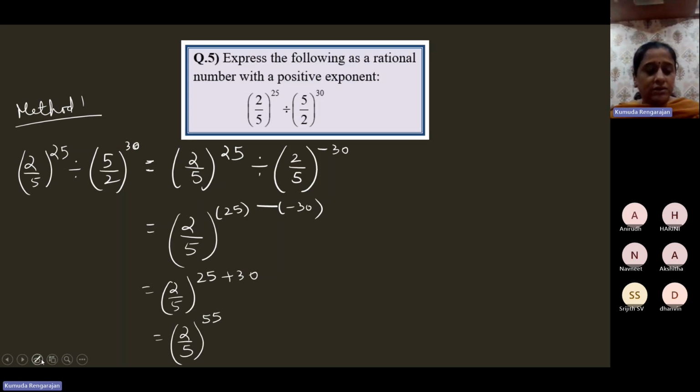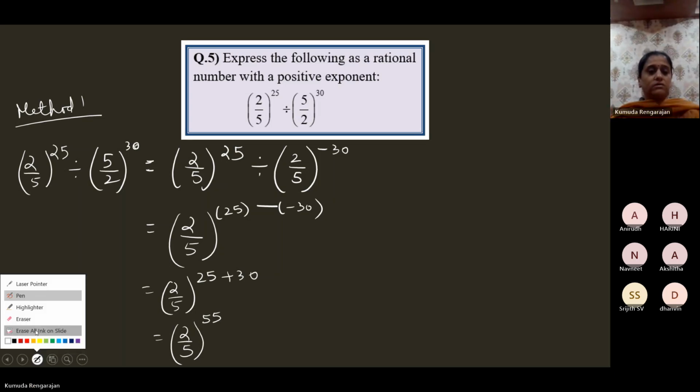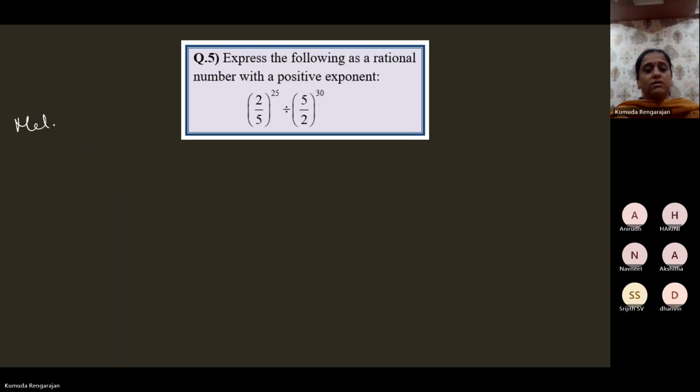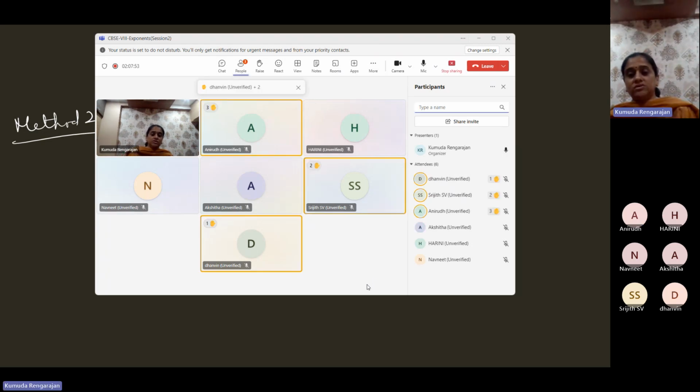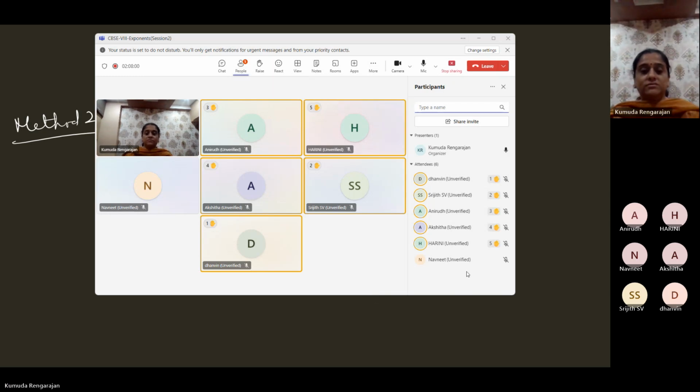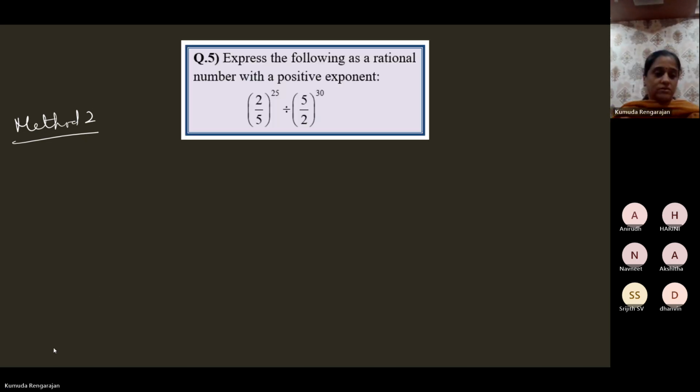So the second method. Are you all there? Raise your hand. Use the emoji, raise your hand, children. Danvin, very good. Srijit, Anirudh, Akshita, Harini. You're there, Navneet? Okay.